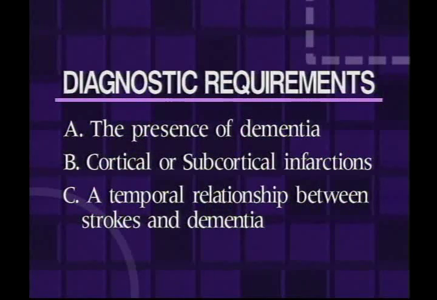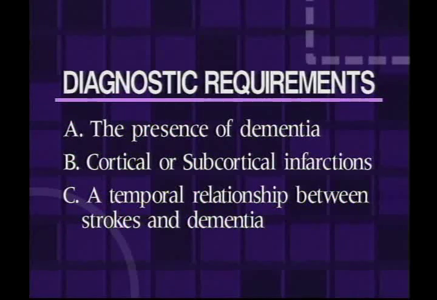The diagnostic requirements for calling somebody vascular dementia are, first of all, of course, you have to demonstrate that the patient has dementia. Secondly, you have to demonstrate that they have cortical or subcortical infarctions, and we're going to talk about that in some detail in just a little bit. And thirdly, and most importantly, you have to demonstrate a temporal relationship between the strokes and the dementia.